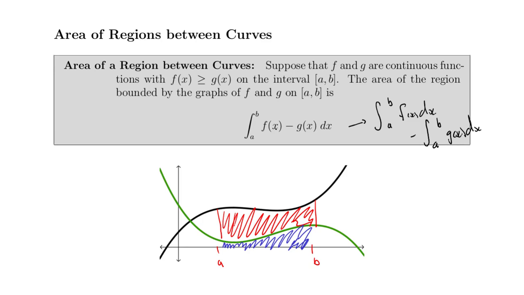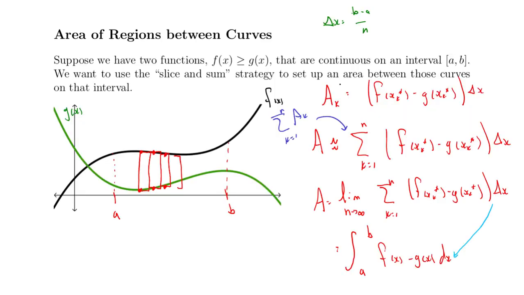Anyways, let me read this off. If f and g are continuous functions, and again, f of x is greater than or equal to g of x on the interval a to b, then the area of the region bounded by those two graphs is the integral of the top function minus the bottom function. Cool. So this is a model for how we'll set up these integral formulas. We're going to slice this up into pieces. We'll look at the accumulation on one piece. In this case, it's the area. Then we'll use that to approximate the total area, and then we use a limit to get an actual integral formula.